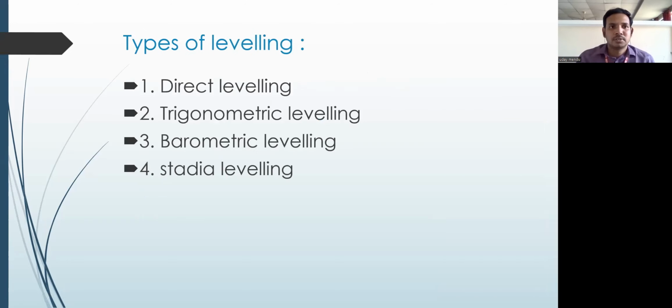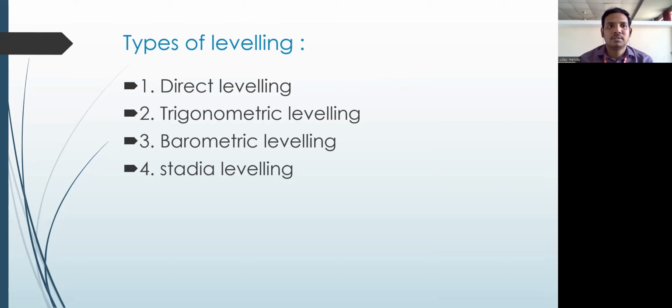Types of leveling. Till now we have seen what is leveling and how we can measure the leveling. As I told you, the leveling can be measured with the help of different equipment like dumpy level, auto level, like that. Dumpy level means it is an equipment in which the adjustments have to be done manually.